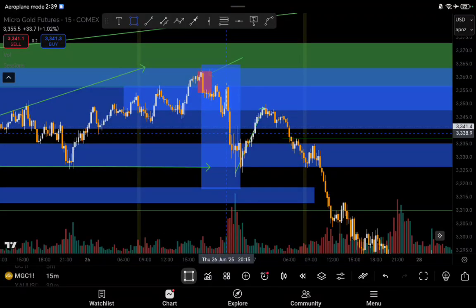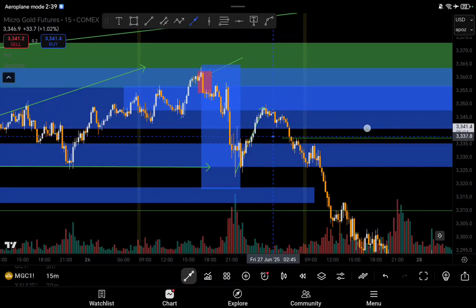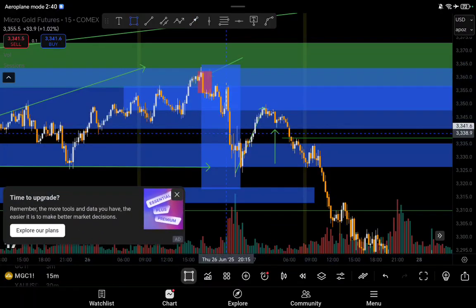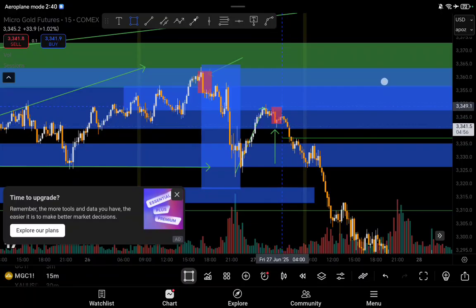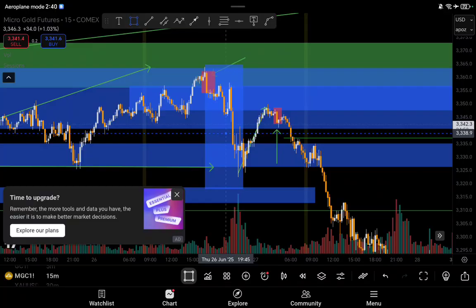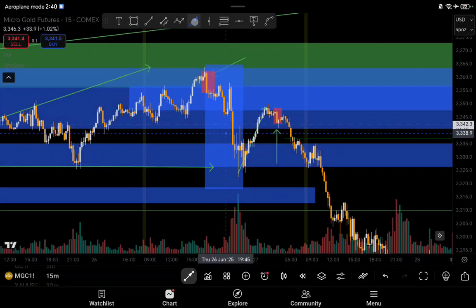Then now we see it come into midnight already. So this is 3 o'clock, New York second session sell continuation. So this is the New York sell. Then we go down to the next day.